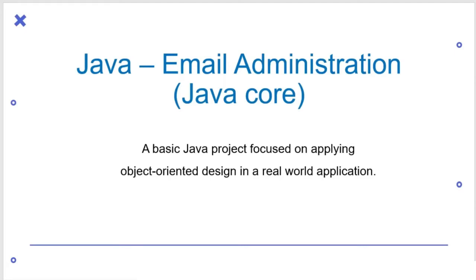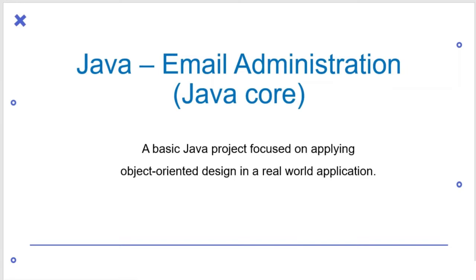Java email administration. In this project, we are going to learn a basic Java project focused on object-oriented design in a real-world application. This is an email administration project where we handle all the email details: creating mail using first name and last name, giving the company department, then creating a system-generated password and assigning it to that particular email.